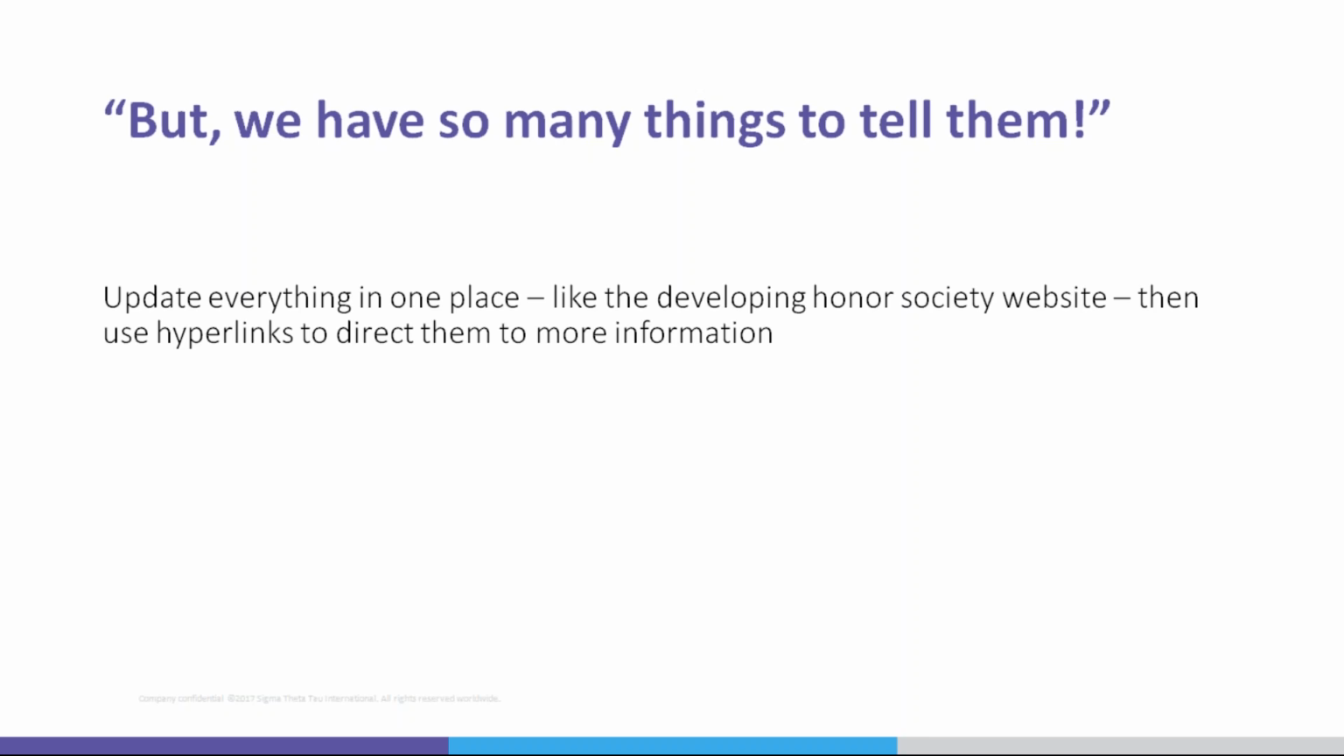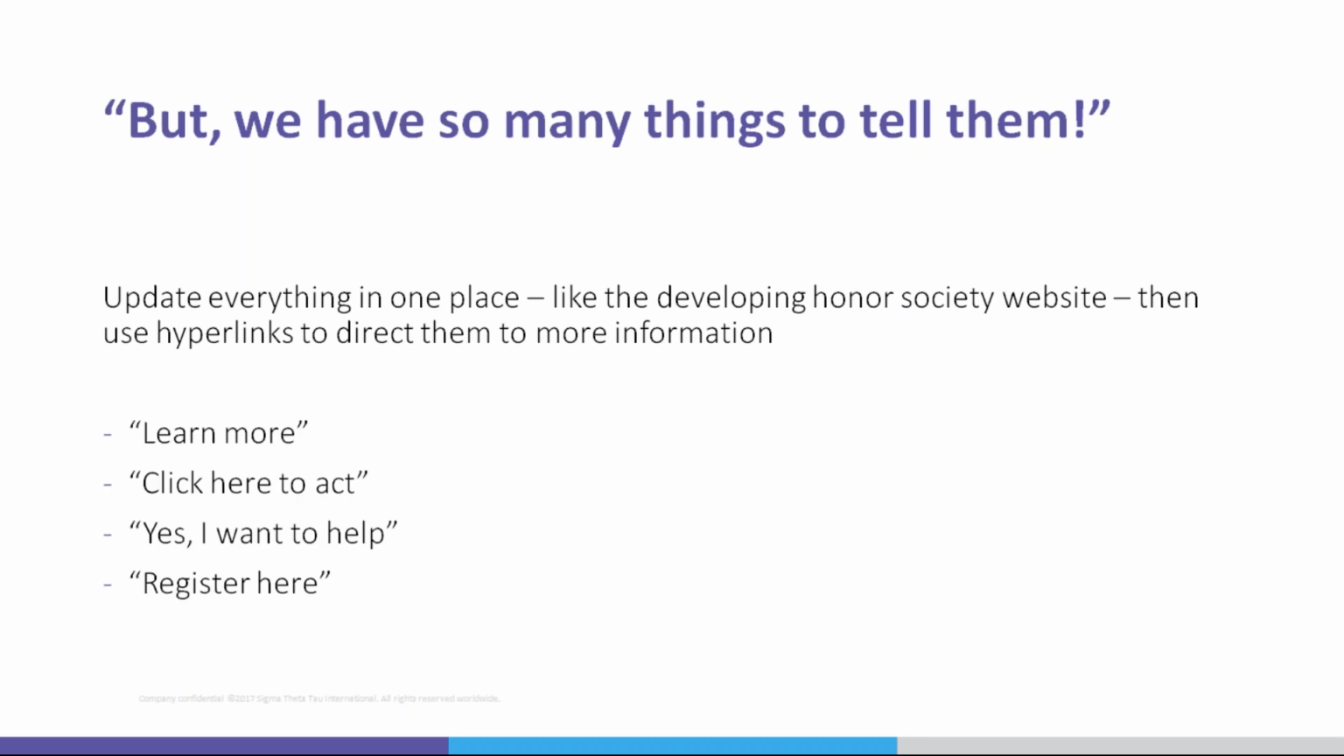If you do have a Developing Honor Society website or web page, update all of the details on the website and then include hyperlinks in the newsletter or direct the reader to the full text on the website. That way, they can see the highlights of all the information and choose if they want to follow the links or read more. Use strong phrases like learn more, click here to act, yes, I want to help, or register here.